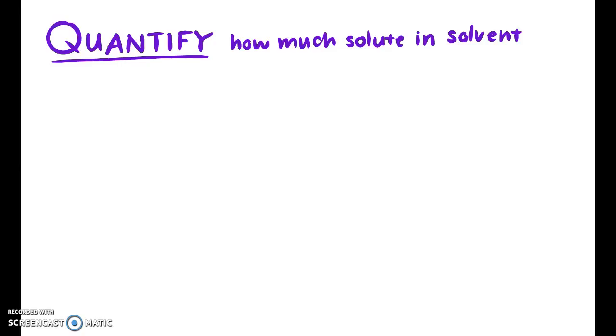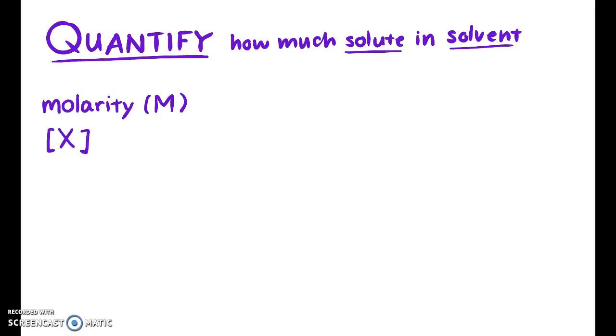Now we can call solutions dilute or concentrated, but these aren't really specific. So here are some actual ways to quantify how much solute we have in our solvent. First off, something that's commonly used is called molarity. Molarity is often denoted as a large M. It can also be, if we have some element or compound X, square brackets around X to represent the molarity of that substance.